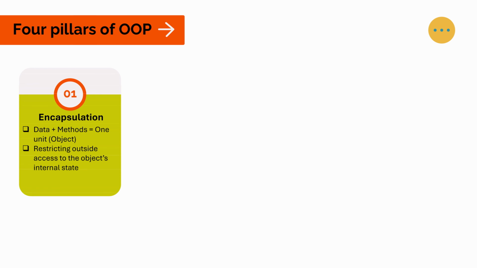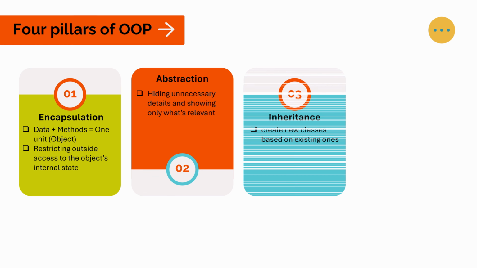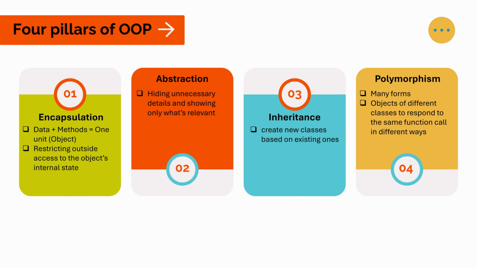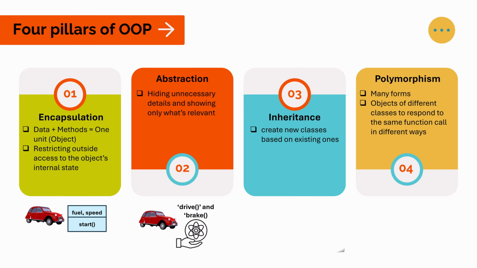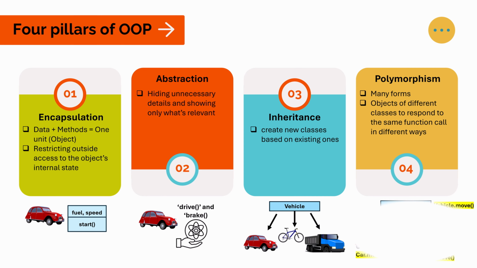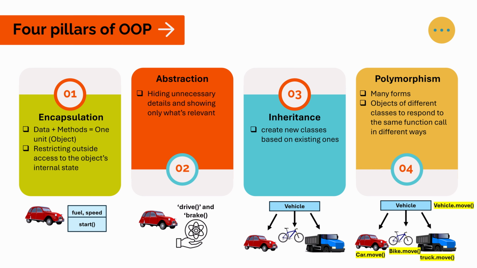So we have seen why object-oriented programming is different, but what exactly are the objects we keep talking about? Let's explore what they are, how they work, and what the 4 key principles are that make object-oriented programming such a powerful way to think about programming. So these are basically the 4 pillars of OOP. Encapsulation is basically this concept of one capsule, that is the data and methods. You group them into one unit and call it an object. This concept restricts outside access to the object's internal state.